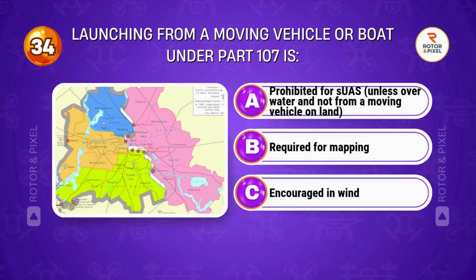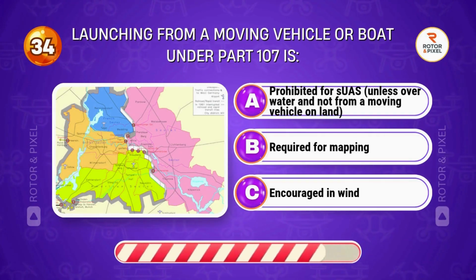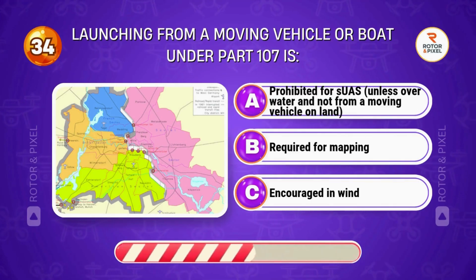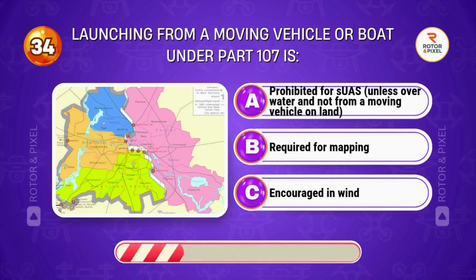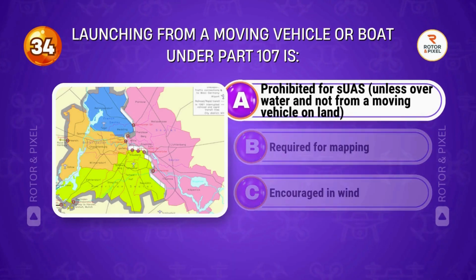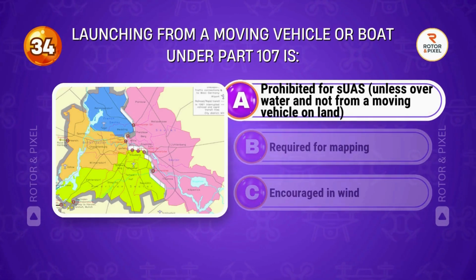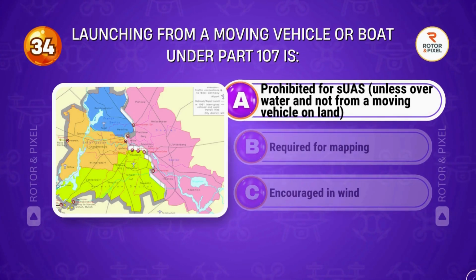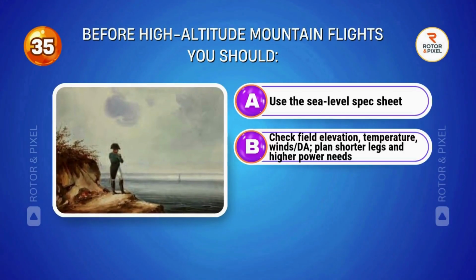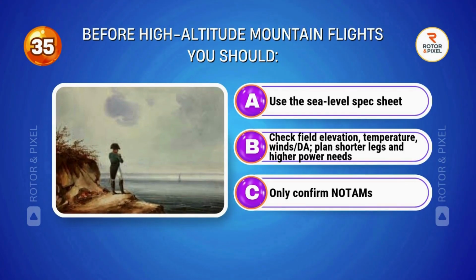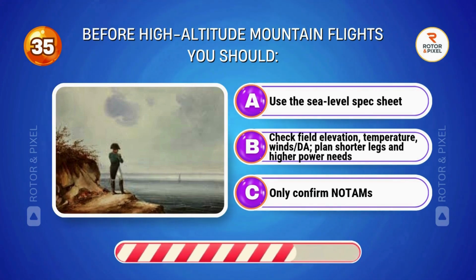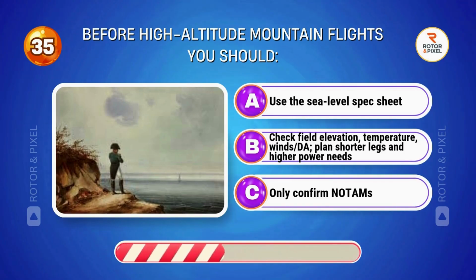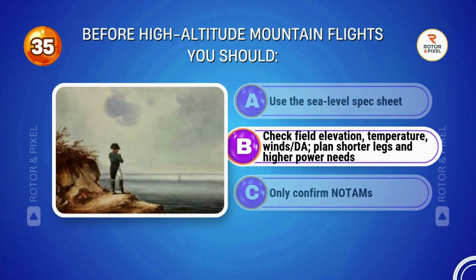Launching from a moving vehicle or boat under Part 107 is... Answer A. Prohibited for UAS, unless over water and not from a moving vehicle on land. Before high-altitude mountain flights, you should... Answer B. Check field elevation, temperature, winds and density altitude, plan shorter legs and higher power needs.